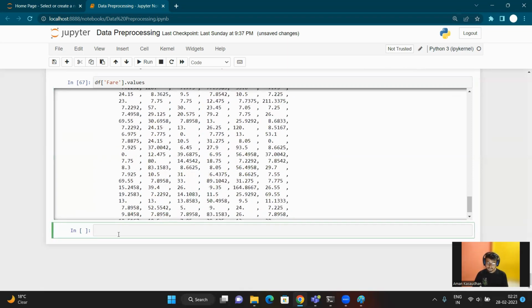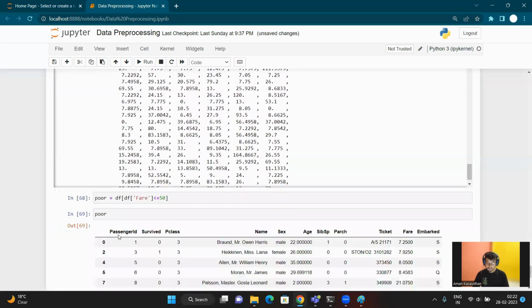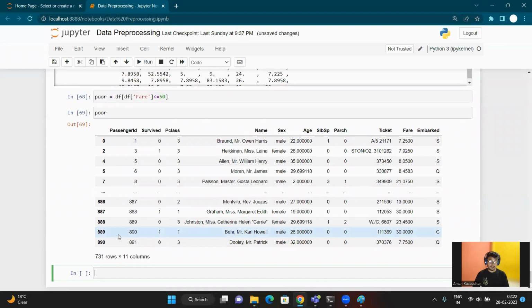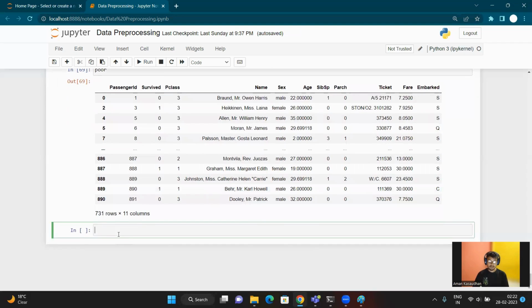So, first of all, we'll create a data frame. Let's call it poor is equal to df of fare, in which the ticket price is less than $50. Less than or equal to will also work here, and we'll create a df of that also. Now call this data frame. 731 people, it's a huge data. As we can see, out of 891 people, 731 people were traveling whose ticket price was below $50. That's insane. There were a lot of people who were not so rich on that ship.